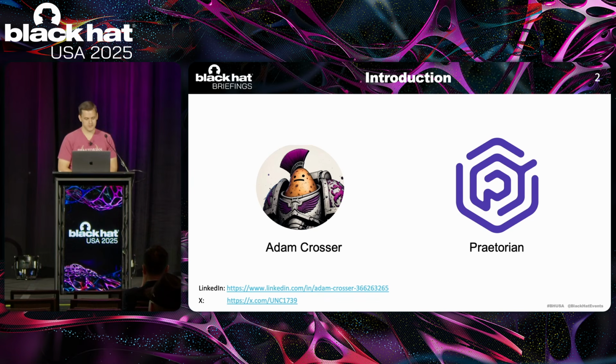To start off with, I'm Adam Crosser. I just want to give a brief introduction. I'm a staff security engineer at Praetorian. I primarily do a lot of research, like vulnerability research or helping to build offensive security tooling that we can use on things like red team engagements.